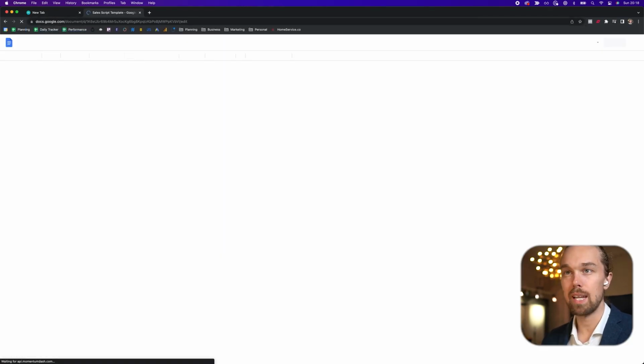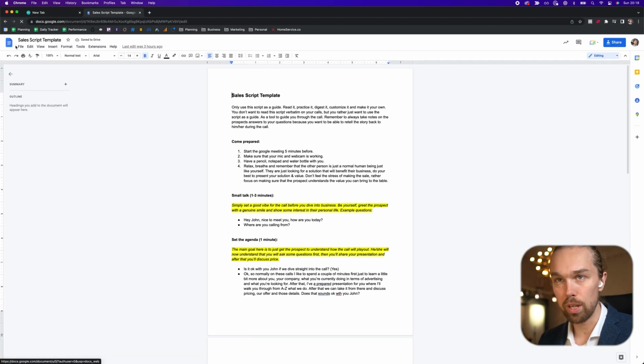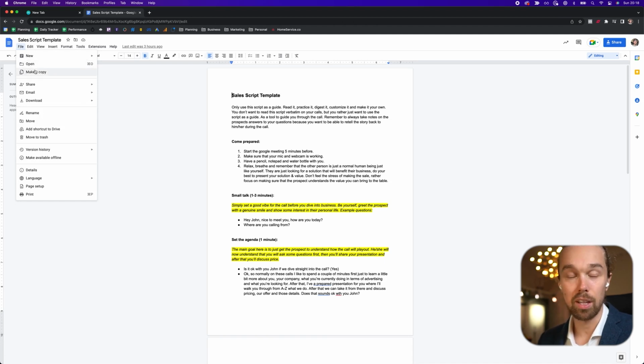maxpearson.com/sale-script, and you will be taken to the correct document. And what you can do here is just click on file, and then you can either make a copy into your own Google Drive, or you can download it, right?